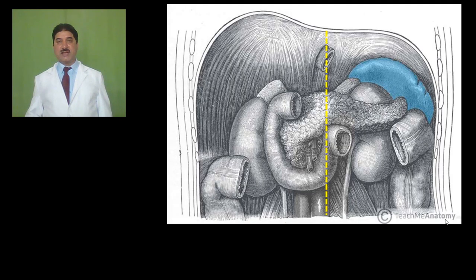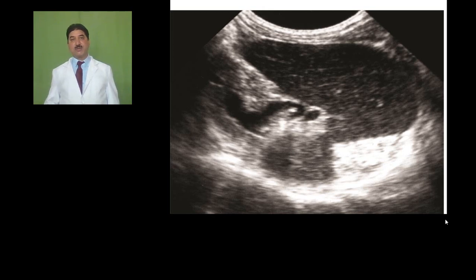Posterior end, as shown in this diagram, is also called the medial end. It is related to the upper pole of the left kidney. If we take an ultrasound of the spleen, its posterior end is related to the left kidney.